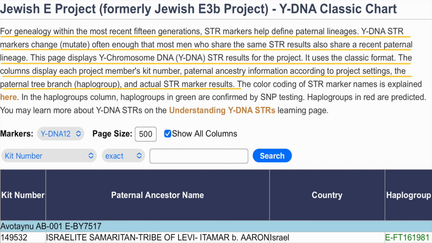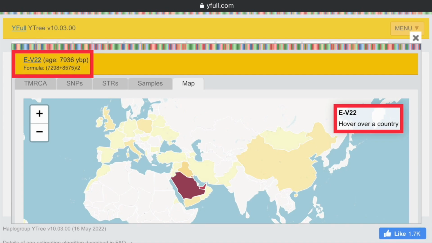And if you go to Jewish E Project, formerly Jewish E3b Project, Y-DNA classic chart, you'll see Israelite Samaritan tribe of Levi, Aaron, Israel, as haplogroup E-FT161981. But with all that being said, Jews aren't the only Middle Eastern population with E-V22. Many Arabs also carry E-V22, which makes a lot of sense because of Ishmael.